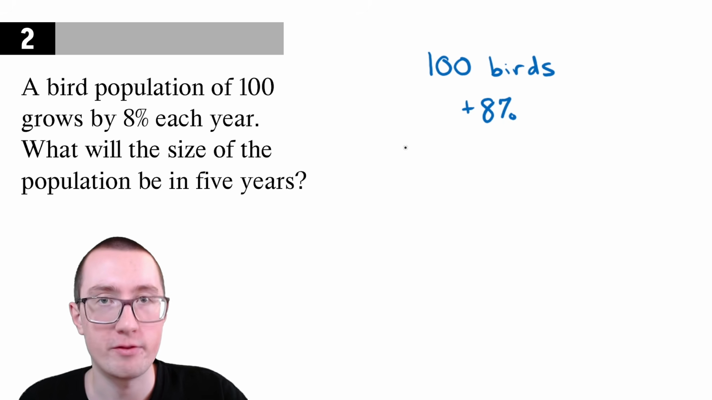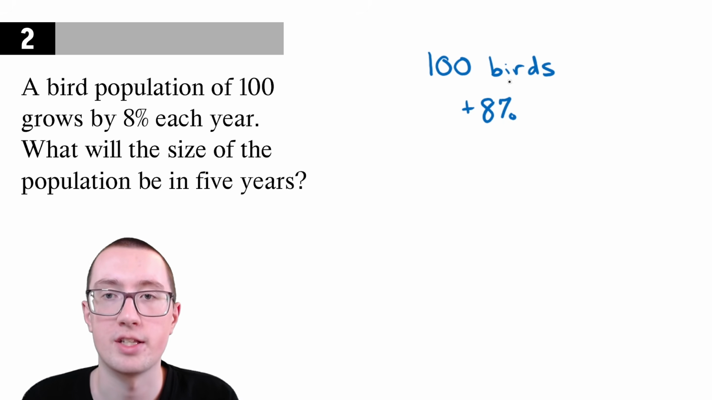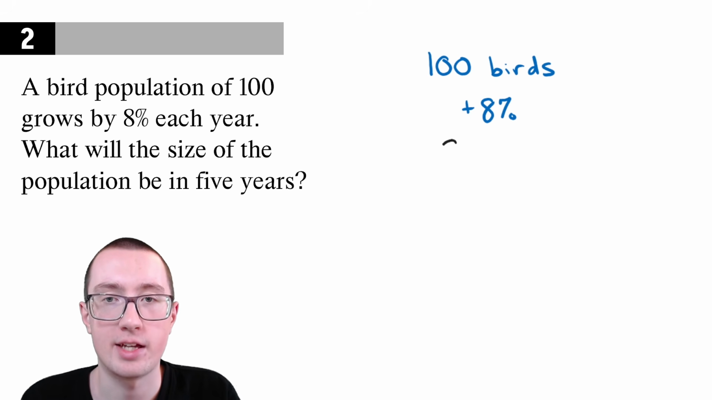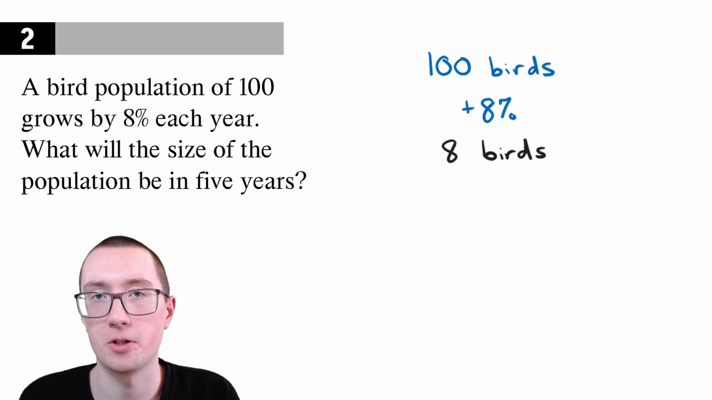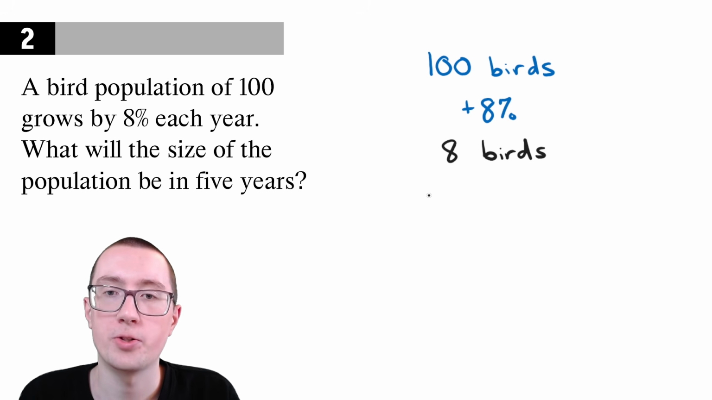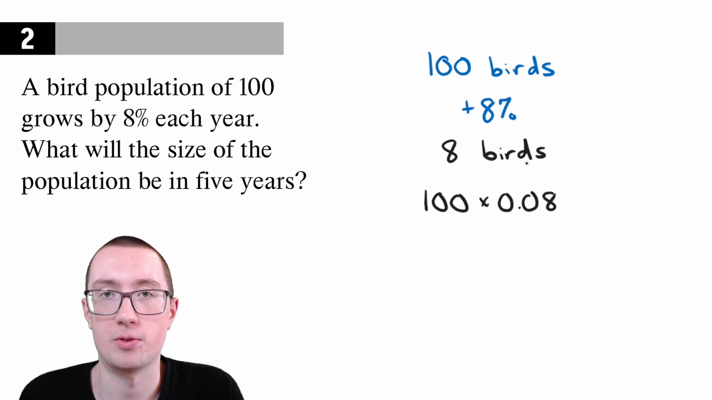Let's ignore the 5 years part, and let's just talk about this year. If we have 100 birds and then it grows by 8%, then how many birds do we have now? Well, 8% of 100 is 8 birds, because a percent is literally just a 1/100th. So 1% would be 1 bird, and so 8% is 8 birds. Or you could have done 100 times 0.08, and that would have given you 8% of 100.